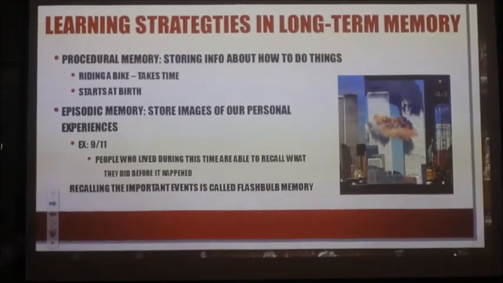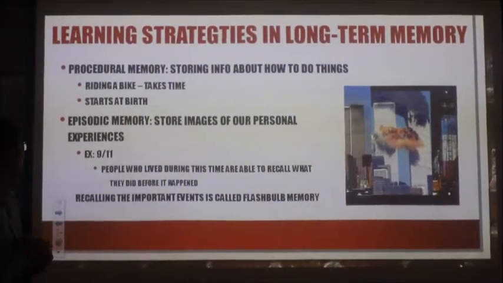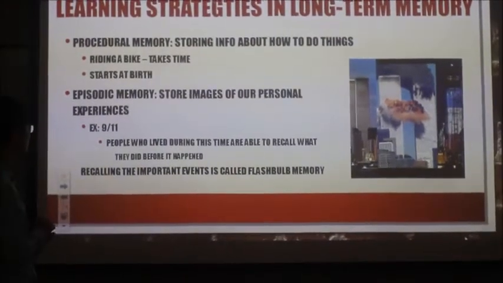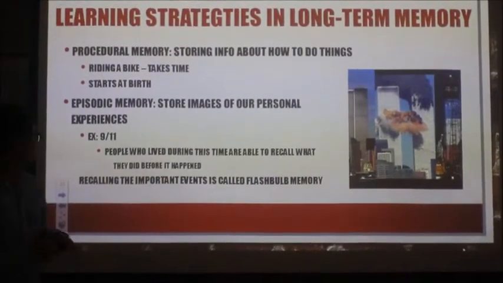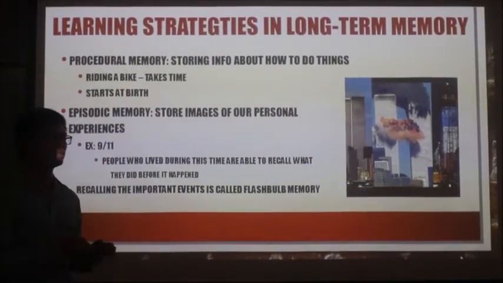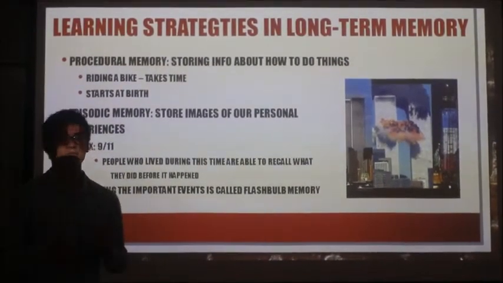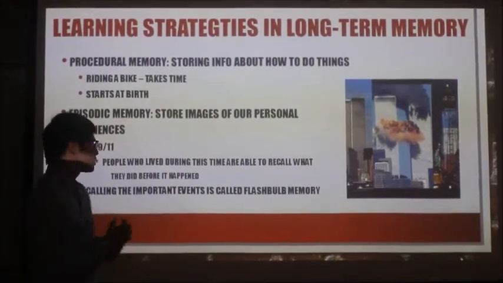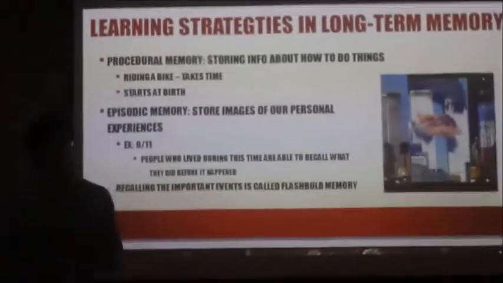Episodic memory is the storage of images of our personal experiences. The picture on your right is a picture of 9/11, when 2 planes hit the Twin Towers. The people who lived during this time period are actually able to recall what happened, especially the people that lived in New York. The recalling of these important events is known as flashbulb memory.